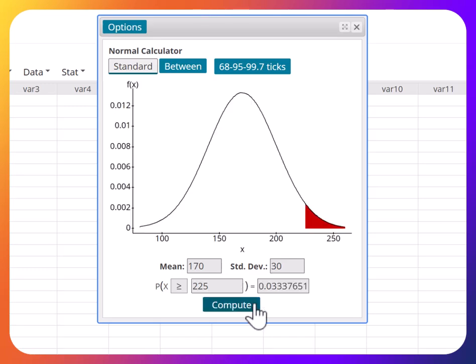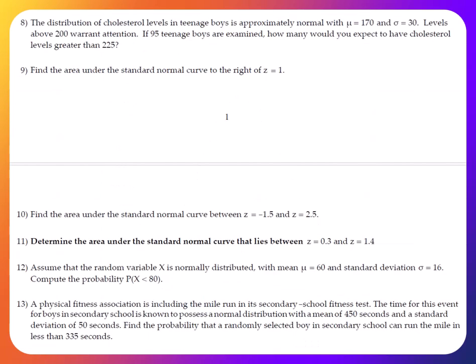Here you go. So this is the probability. It's 0.0338. Now the next question. If 95 teenage boys are examined, how many of them would you expect to have a cholesterol level more than 225? Since you already have found the probability, which is 0.033, multiplied by 95, and that will give you a number of teenage boys. It's going to be about 3 point something. You just round it, and it will be 3 boys.